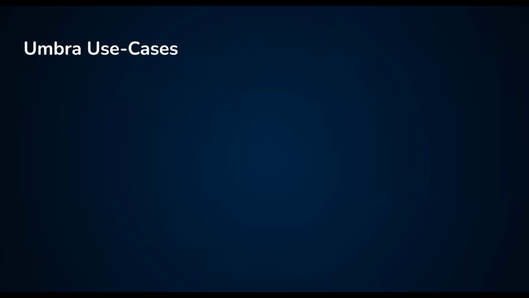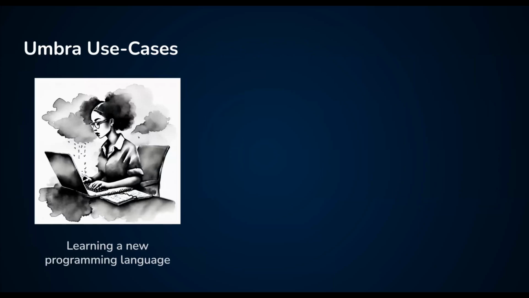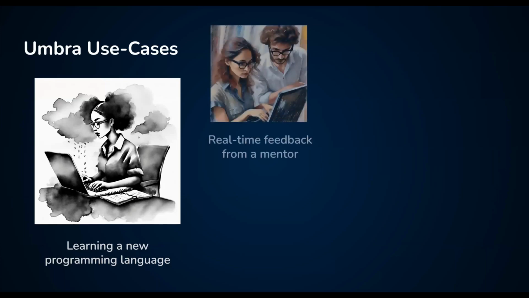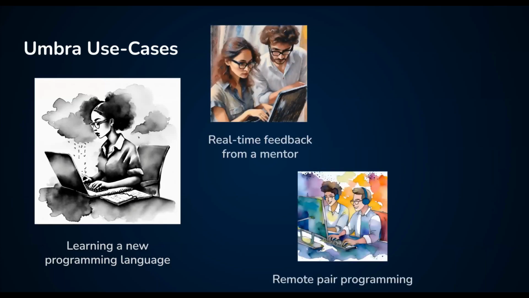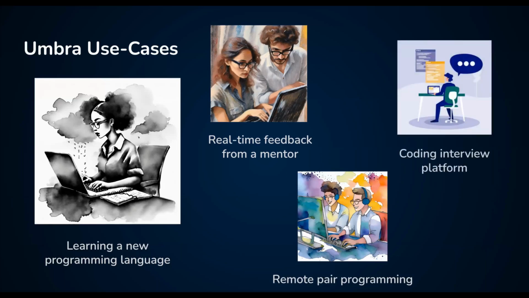Who can benefit from using Umbra? Umbra is tailored for learners picking up a new programming language and professionals seeking a streamlined, collaborative coding space. It's versatile for various scenarios, such as students receiving immediate guidance from mentors, developers engaging in efficient pair programming remotely, and companies conducting coding interviews without any hassle.